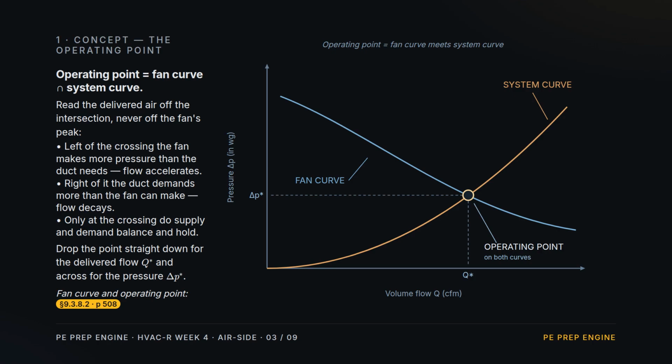Concept 2. The operating point on the plot. The blue fan curve falls, the orange system curve rises. Left of the crossing, the fan makes more pressure than the duct needs, so flow speeds up. Right of it, the duct needs more than the fan makes, so flow decays. Only at the crossing do supply and demand balance. Drop the point down for the delivered flow and across for the delivered pressure.